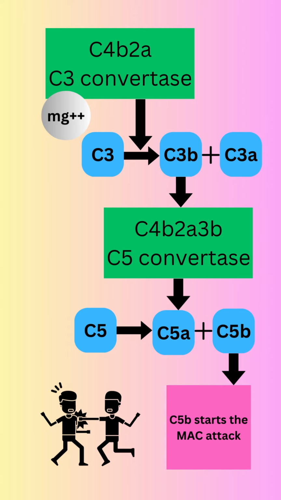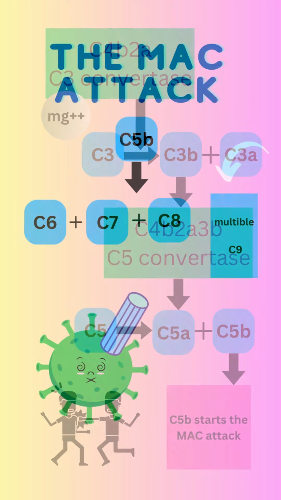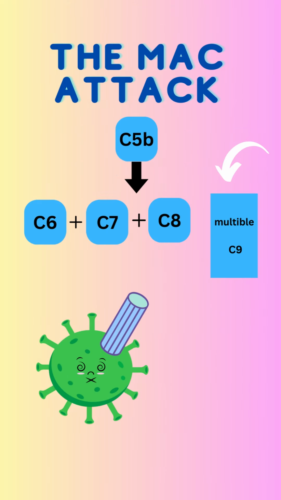and enhancing opsonization. Further cascade activation, the cleavage of C3 into C3a and C3b, leads to downstream activation of other components of the complement system, ultimately leading to the formation of the membrane attack complex, MAC, and the release of anaphylatoxins like C5a. The MAC attack is initiated when the complement protein C5 is cleaved into C5a and C5b.